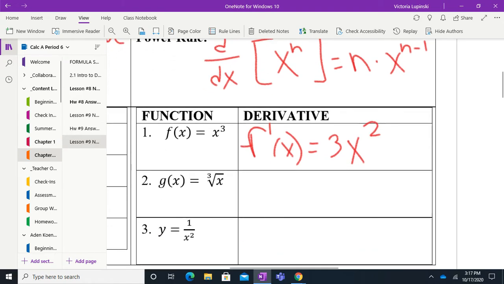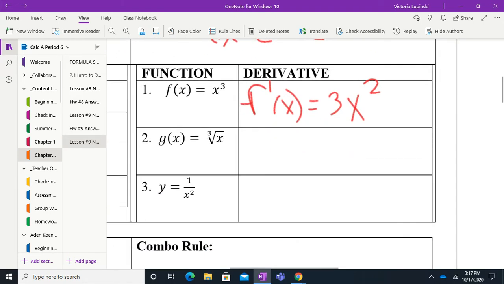For number 2, and honestly for a lot of these problems, before you take the derivative, you're often going to have to do a rewrite step. Notice that right now, the cube root of x is not technically written as an exponent. Of course, you can rewrite it as an exponent, which is what you would want to do. So you would want to start by rewriting the cube root of x as x to the 1/3 power.